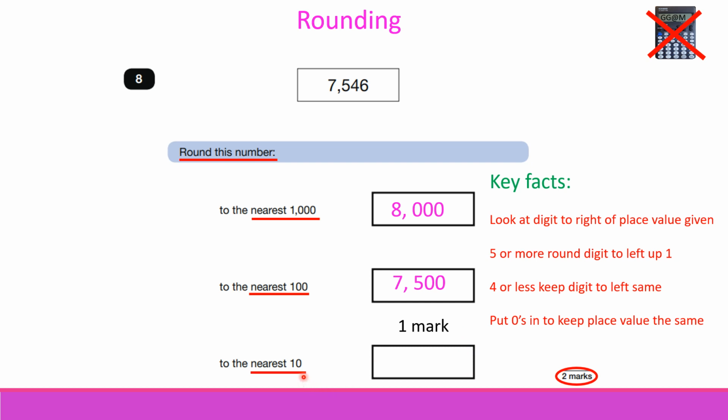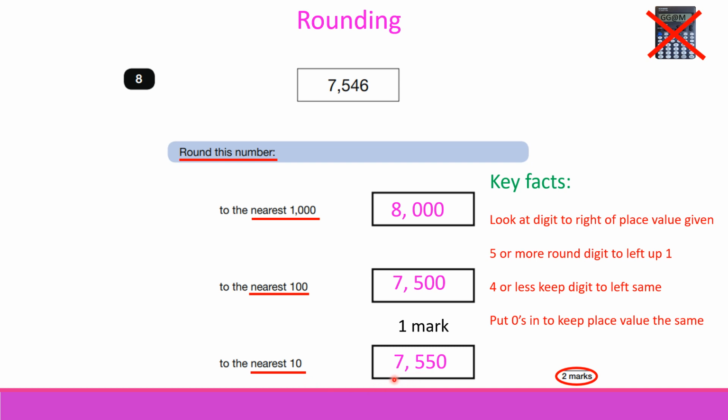The last one, we've got to round to the nearest 10. So I've got my thousands column, I've got my hundreds column, I've got my tens column. So when I'm looking at my tens, I look at the ones column, which is the 6. Is it 5 or bigger? Yes, it is. So that means the number to the left, which is the 4, has got to increase by 1. So this becomes a 5. And then I'll have a 0 on the last number on the end.